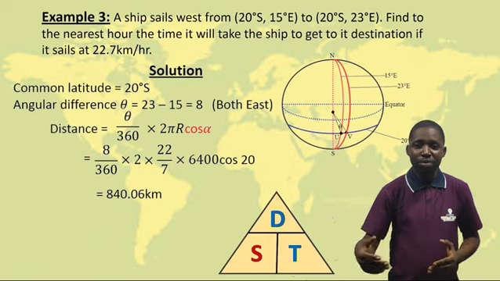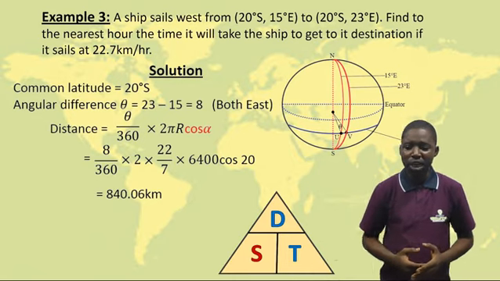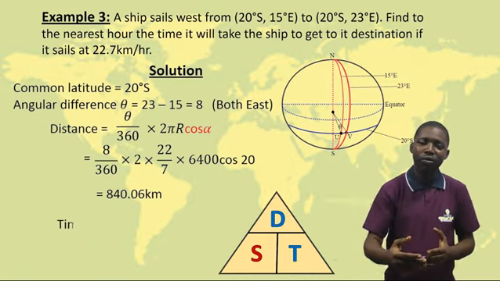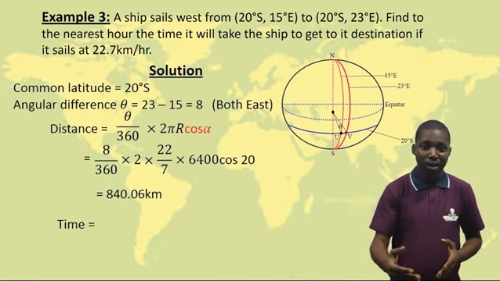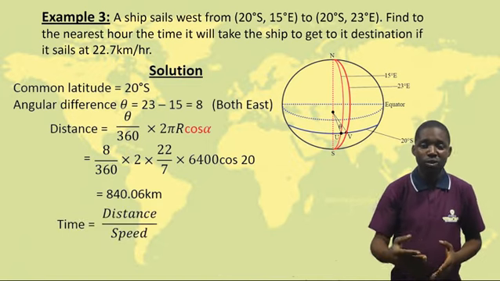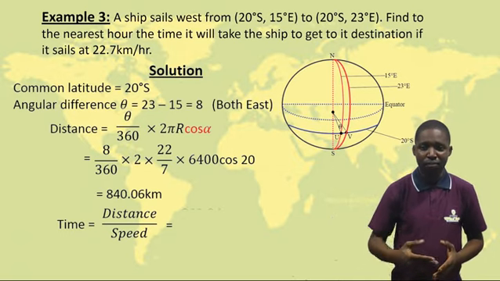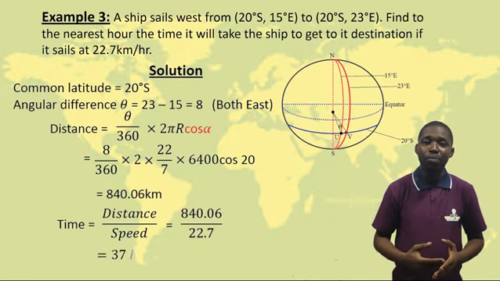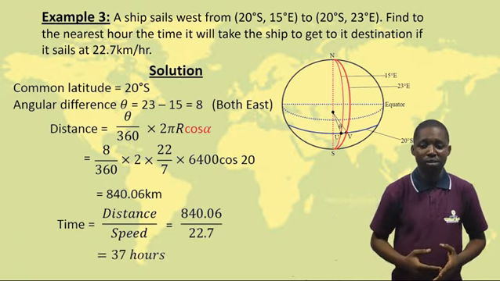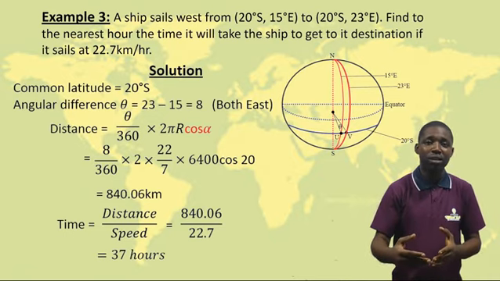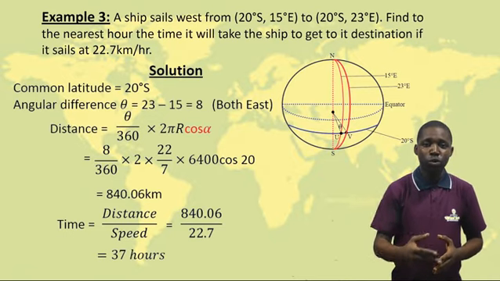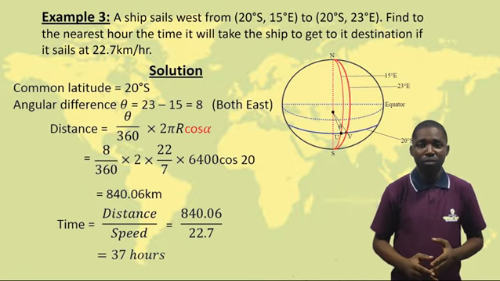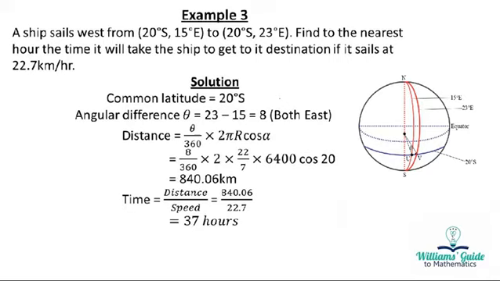Good. If time is distance over speed, and we've gotten our distance to be 840.06, our speed given in the question is 22.7 kilometers per hour. If I divide these two, I'll get approximately 37 hours. So it means the ship actually sailed from the point U to the point V for 37 hours.